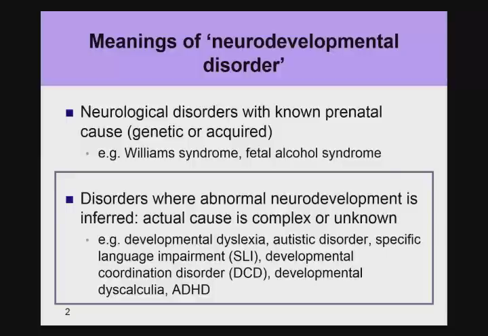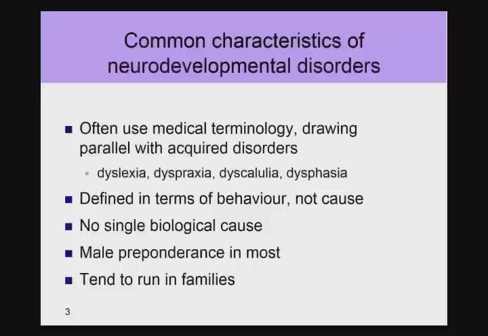Some are more well known than others, but they have certain characteristics in common. One thing you may have noticed is that most of them sound rather medical. Terms like dyslexia, dyspraxia, which is sometimes used for developmental coordination disorder, dyscalculia, and sometimes language impairments are referred to as dysphasia. This is really just historical. It comes from when people first noticed that children could have these rather specific problems with aspects of cognitive functioning that rather mimicked what you sometimes see after acquired brain injury.